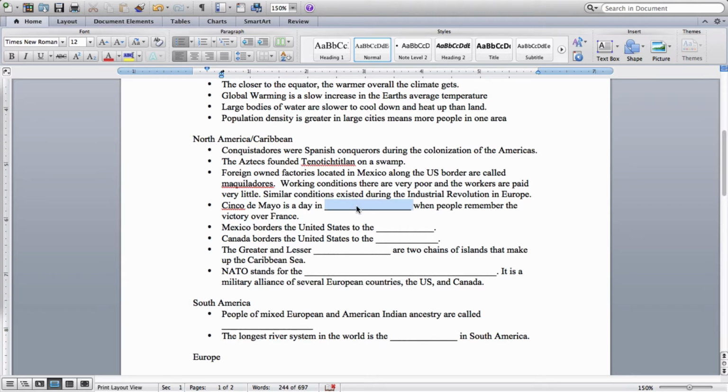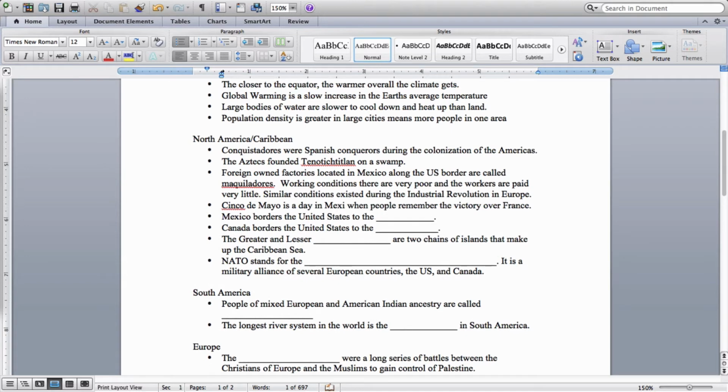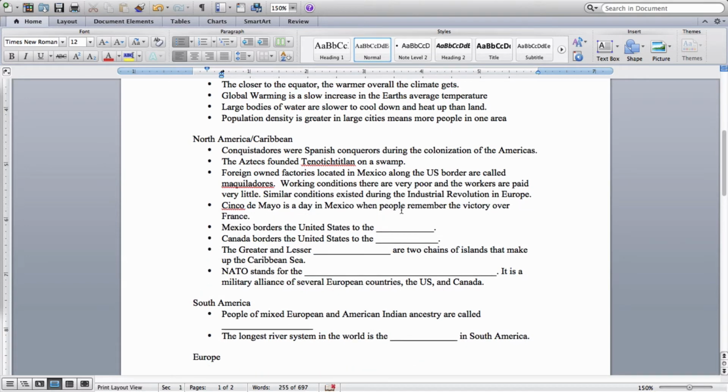Cinco de Mayo is a day in Mexico when people remember a victory over France. Okay, some map questions here. Mexico borders the United States to the south. Mexico is south of us, while Canada borders the United States to the north. The Greater and Lesser Antilles are two chains of islands that make up the Caribbean Sea.